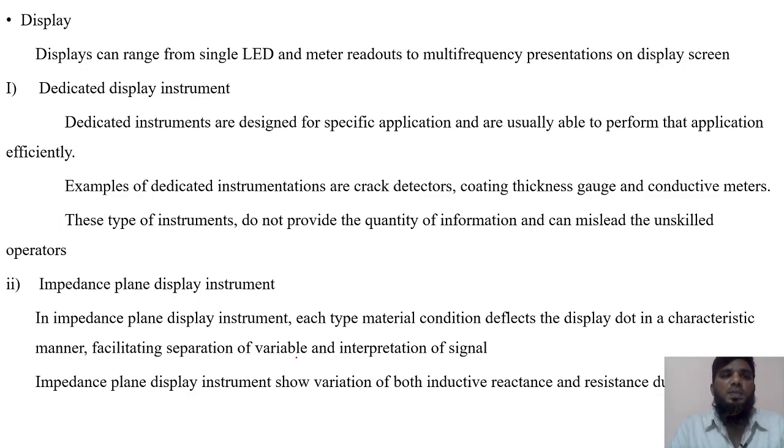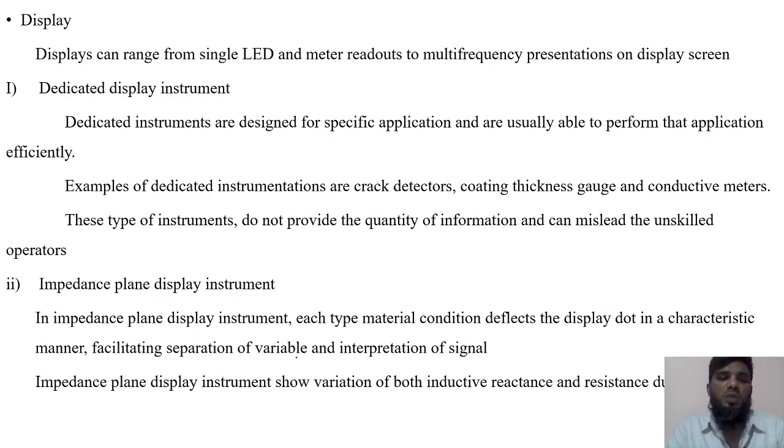Next is display. Display can range from a single LED and a meter readout to multi-frequency presentations. The first type is the detected display instrumentation. Dedicated instrumentations are designed for specific applications and perform those applications effectively. Examples of dedicated instrumentation are crack detectors, coating thickness gauges, and conductivity meters. These are the few devices which we generally use for a dedicated purpose only. They will not be used to find other things. So these types of instruments do not provide much information and can mislead an unskilled operator.